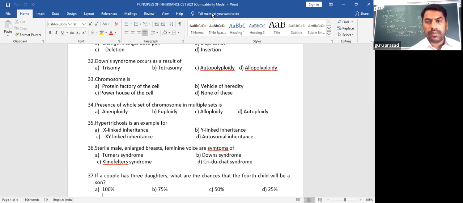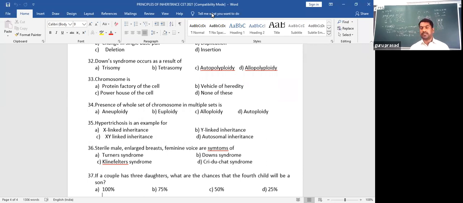Presence of whole set of chromosomes in multiple sets is what you call euploidy. So whole set of chromosomes is euploidy. Addition or deletion is aneuploidy. Allopolyploidy and autopolyploidy are two same species or different species.